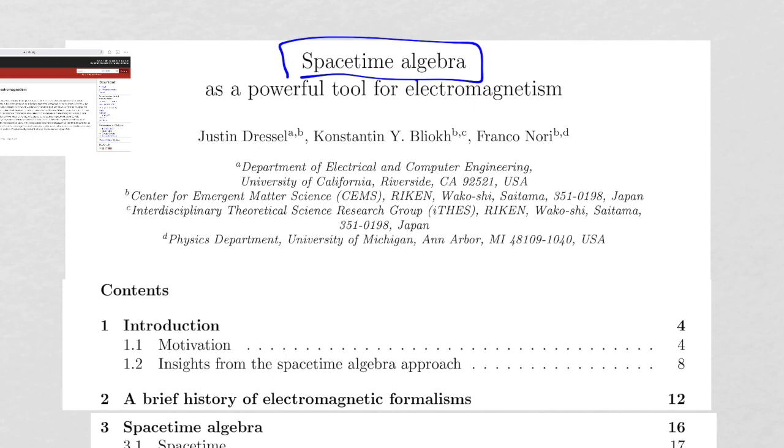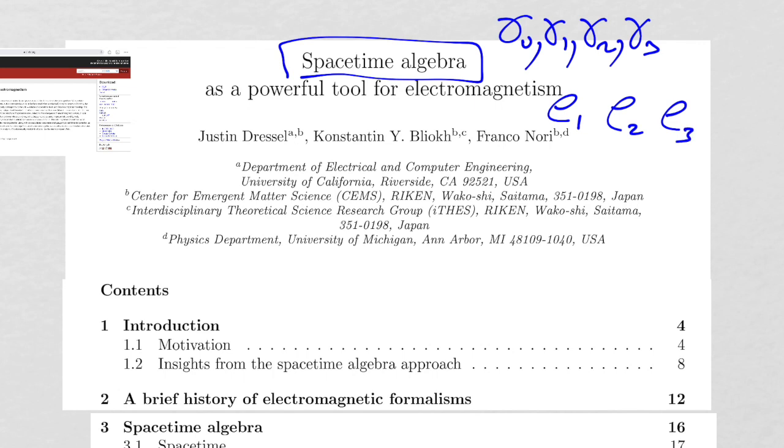Instead of having gamma 0, gamma 1, gamma 2, and gamma 3 as its core vectors, it'll just have E1, E2, and E3, which will be the standard vectors of regular three-dimensional space that we've all learned about. And so we are going to study a simpler geometric algebra, but one that's almost always introduced first.